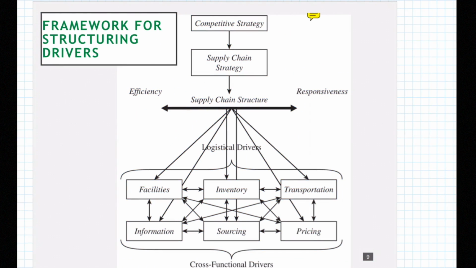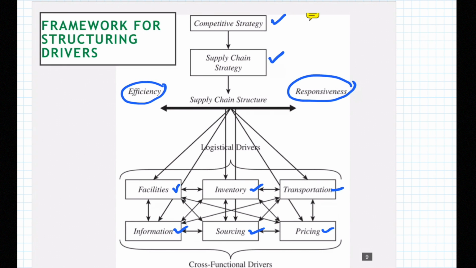A company starts by making a competitive strategy, and then they have to make a decision about what their supply chain strategy should be. The idea is to balance efficiency and responsiveness. Supply chain then uses these 6 drivers that would help to maximize supply chain profits. Although one may look at this framework top down, starting with competitive strategy and then reaching the drivers, one can also look at it bottom up. One may study these 6 drivers, and that may go as an input for supply chain strategy.